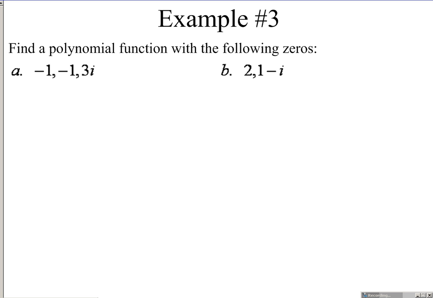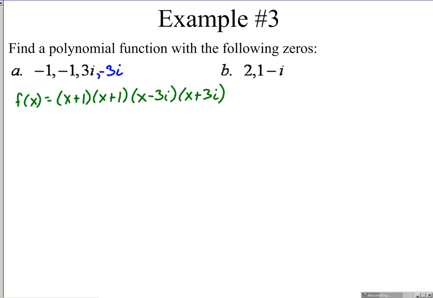So in this first example, we have solutions at -1, -1, which means -1 has a multiplicity of 2, at 3i, but we know if 3i is a solution, then -3i also has to be a solution. Remember, it is impossible to have an odd number of complex solutions. They must always come in conjugate pairs. So now when we go to write our function here, we have f of x equals x plus 1 times x plus 1 times x minus 3i times x plus 3i.